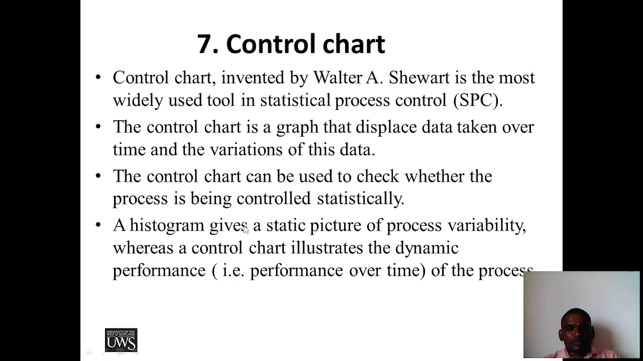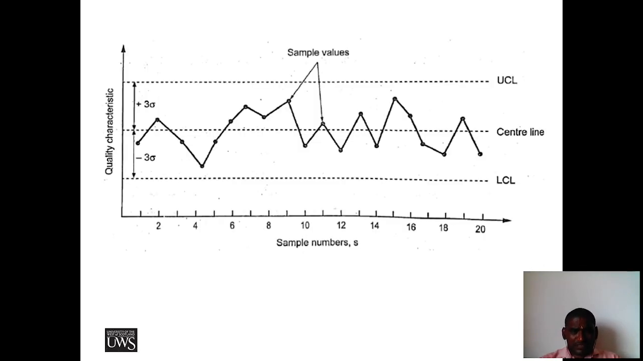Okay. The histogram gives a static picture of process variability, whereas the control chart illustrates the dynamic performance. That means it represents the dynamic performance of the variables. See the diagram. This is the sample number and the quality characteristics. Sometimes in sample 2 we have high quality, and then as time moves, the quality automatically decreases, and then sometimes it increases. Based on that we can represent the sample values.